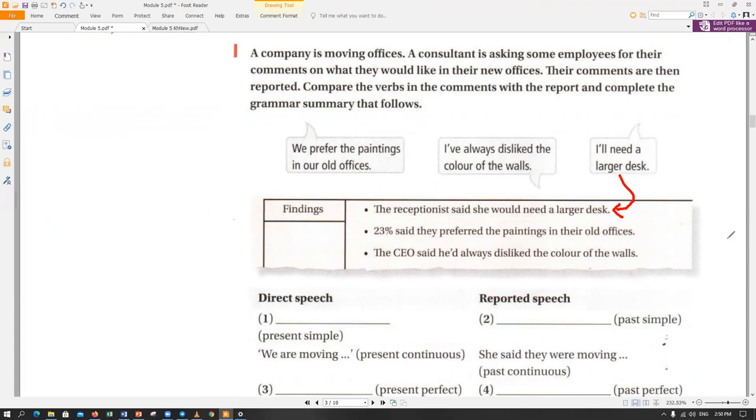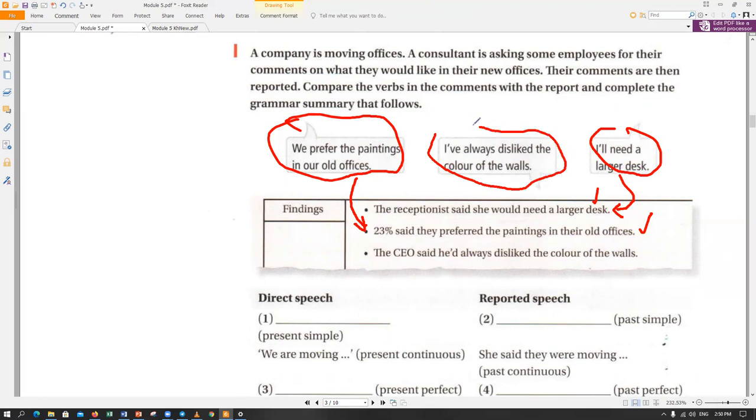And then, 23% said they prefer painting in their old offices. So, this one, right? Report to this. This is called direct speech. And this is called report. And the last one, the CEO said he always disliked the color on the wall. Yeah, so here, the report.